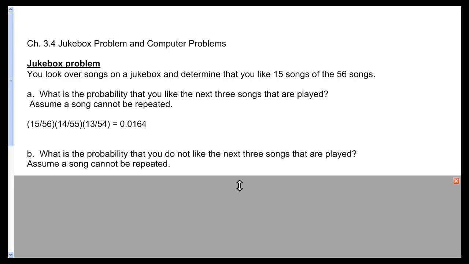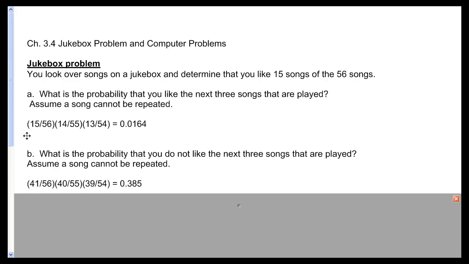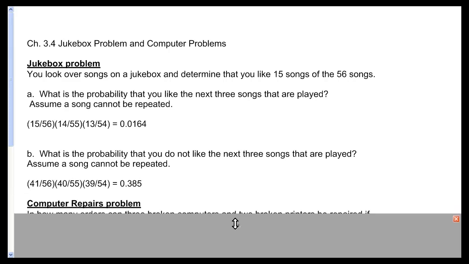Now the second part of this question says that you do not like the 3 songs that are being played, and again we're going to assume that they cannot be repeated. So if you subtract 15 from 56, you'll find out that there are 41 songs that you don't like. So 41 out of 56 is how you begin this one, times 40 out of 55 times 39 out of 54, which gives you 0.385.